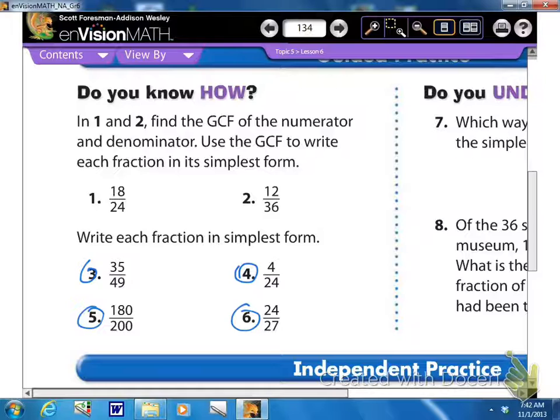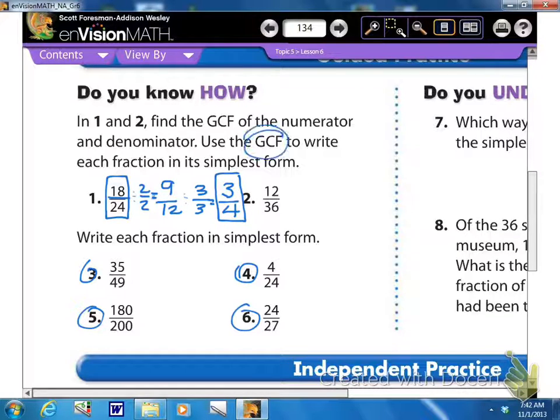So number 1, we have 18 over 24. I'm going to go ahead and start by dividing by 2 over 2, because I know both of these numbers are divisible by 2. And if I do that, I would get 18 divided by 2 is 9, and 24 divided by 2 is 12. Now, I'm not at the simplest form, because I know 9 and 12 are both divisible by 3. So I'm going to divide them both by 3 over 3, and then 3 goes into 9 3 times, and 3 goes into 12 4 times. So simplest form for 18/24 is 3/4.